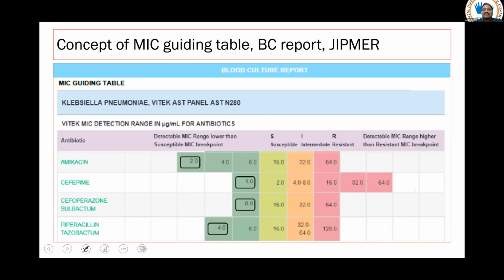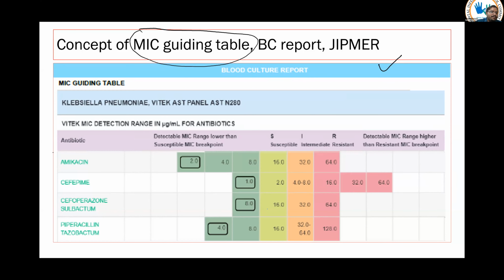Now, this was the MIC therapeutic index. Now, the concept of the MIC guiding table. Sometimes understanding the MIC therapeutic index, when we mention it as a value 1, 2, 4, 8, is difficult. It becomes exceptionally simple when you include the therapeutic index along with an MIC guiding table. I'll say you should plot something like this. So how do you do it?